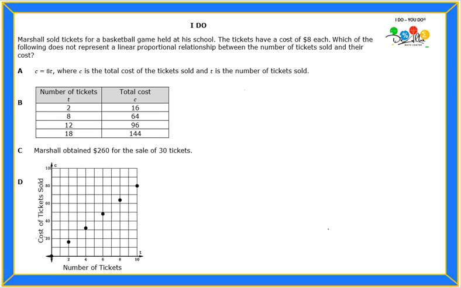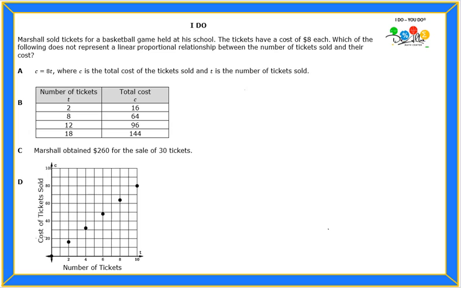Hello, students. Let's read the problem. It says, Marshall sold tickets for a basketball game held at his school. The tickets have a cost of $8 each. Which of the following does not represent a linear proportional relationship between the number of tickets sold and their cost?